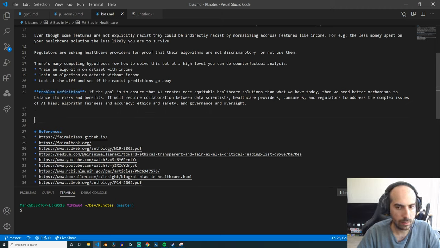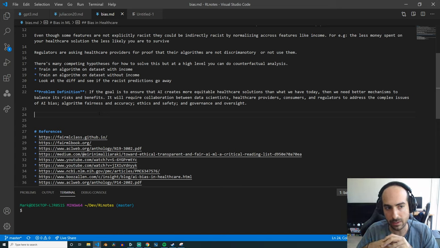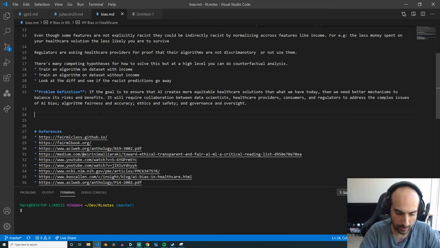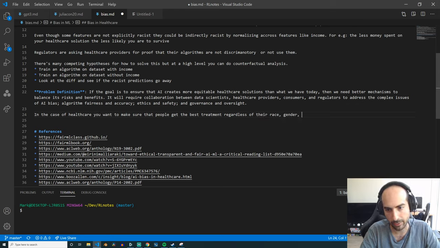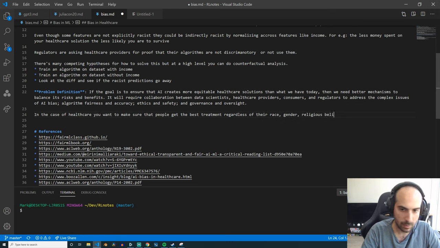Okay, sure. So I guess the problem here is interesting. There are a couple of things: in the case of healthcare, you want to make sure that people get the best treatment, regardless of their race, gender, religious beliefs, etc. So how do you make this happen?